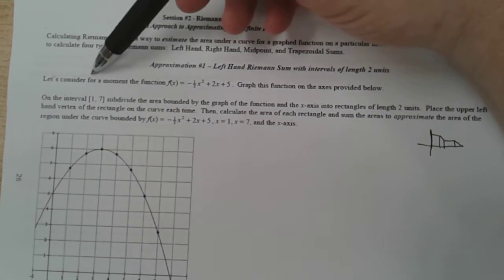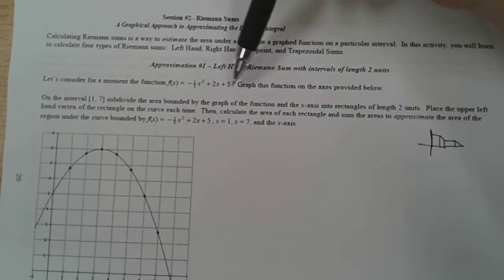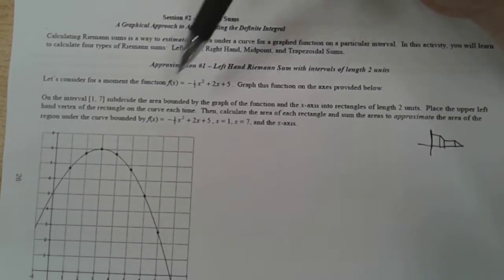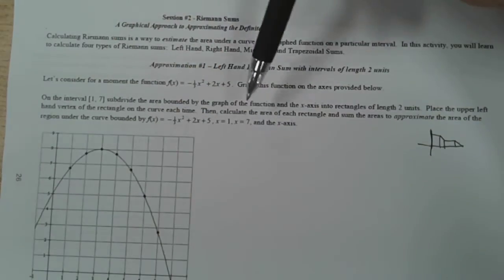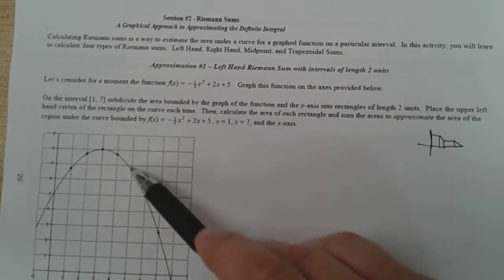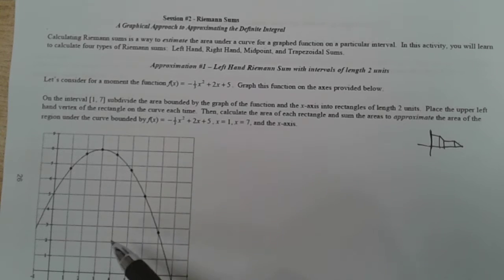So here we go. Let's consider for a moment the function f of x equals negative 1/3 x squared plus 2x plus 5. That's this curve right here. Graph the function on the axis provided below. So we've graphed this function. I've already got a graph for you. I even have some points labeled for you.